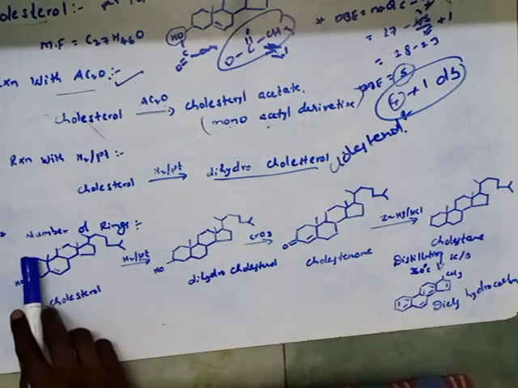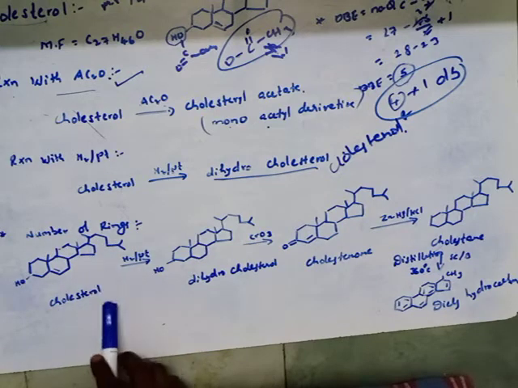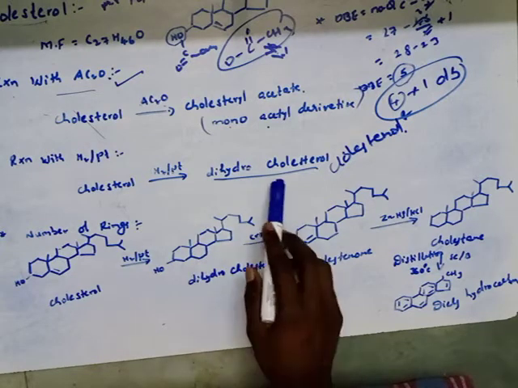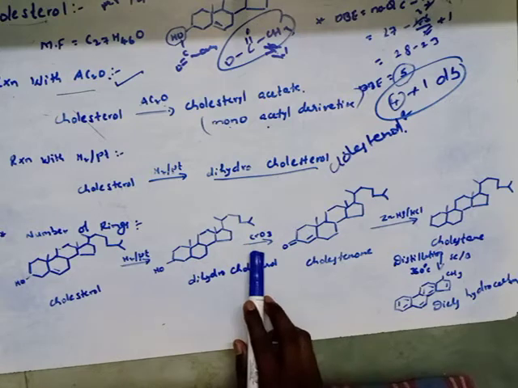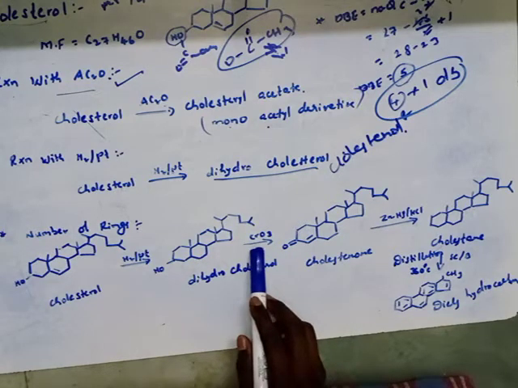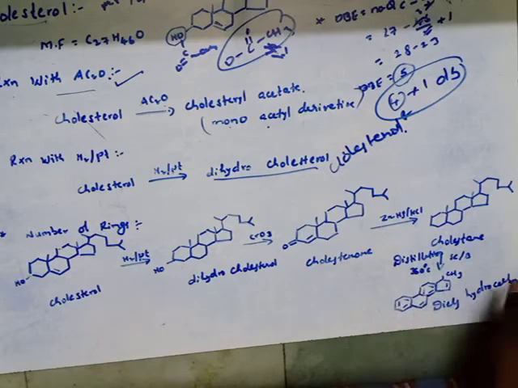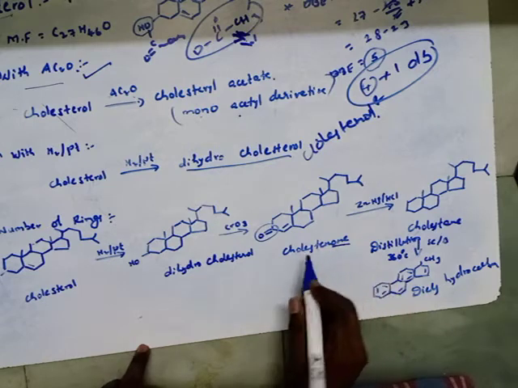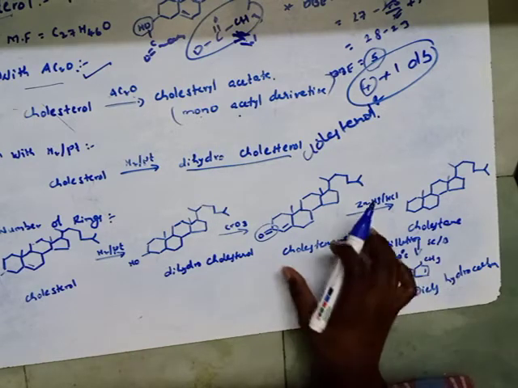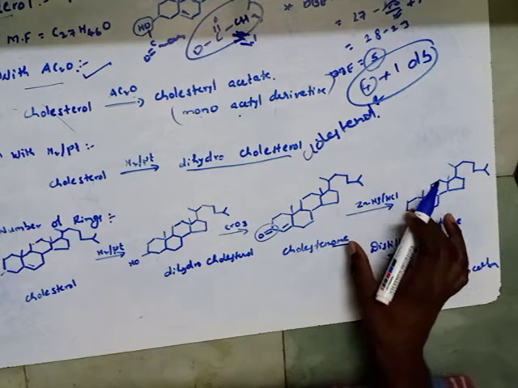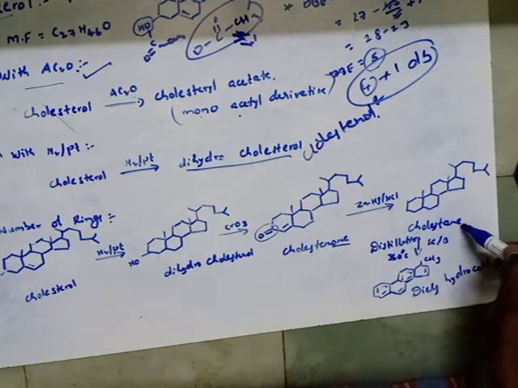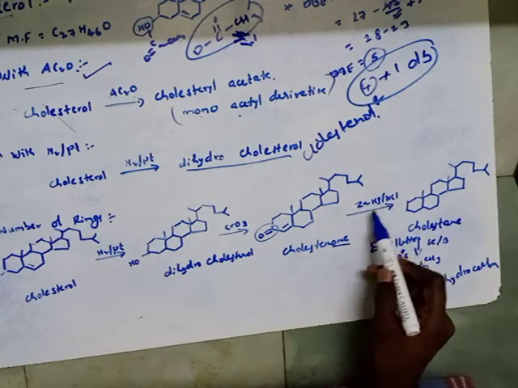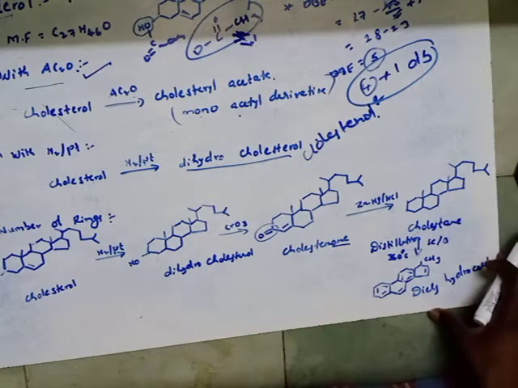In the same way, for the number of rings. This is cholesterol. Cholesterol undergoes catalytic hydrogenation to form dihydrocholesterol. It then undergoes oxidation with chromium trioxide to form cholestanone. The ketone group is present. This is the cholestanone, and this undergoes Clemmensen reduction to be converted to cholestane.